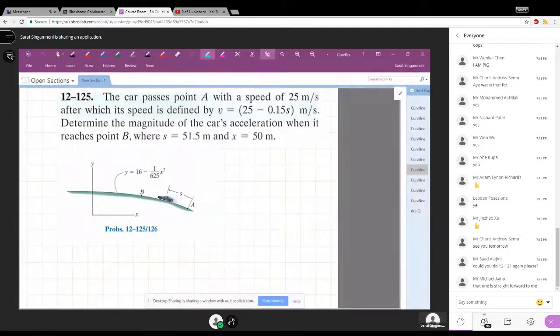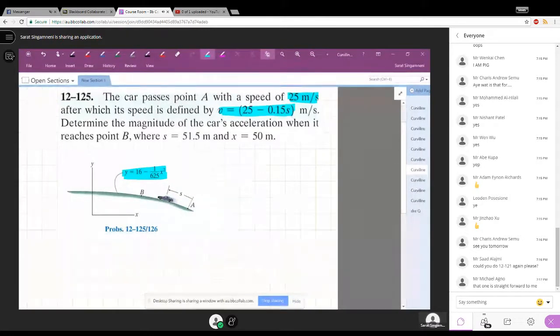Okay, so now the equation for the curve is given, which is y equal to 16 minus 1 over 625 x squared. The car passes point A with a speed of 25 meters per second, that is the starting velocity, after which its speed is defined by v equal to that function. So the velocity is changing as a function of displacement.